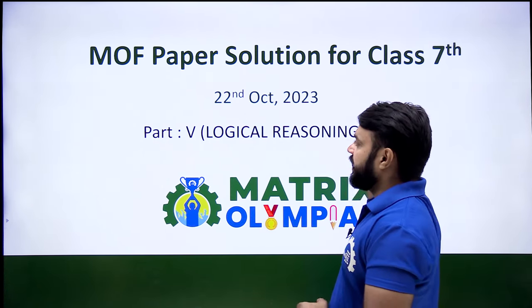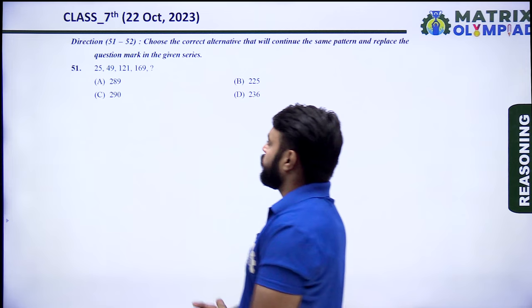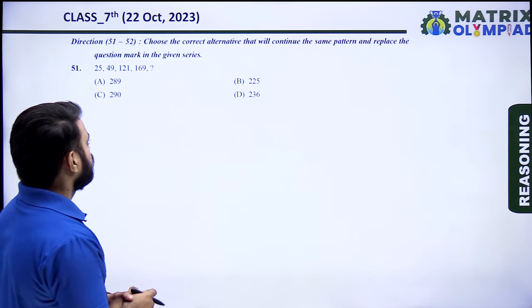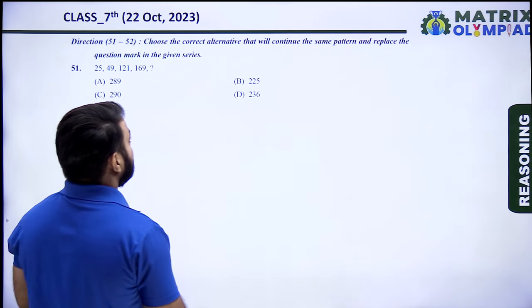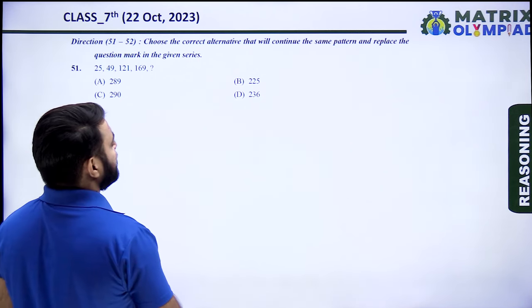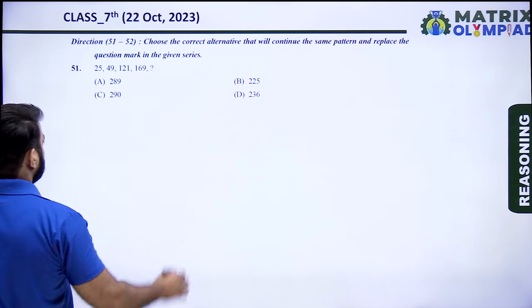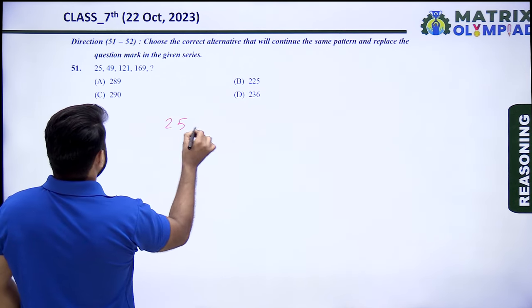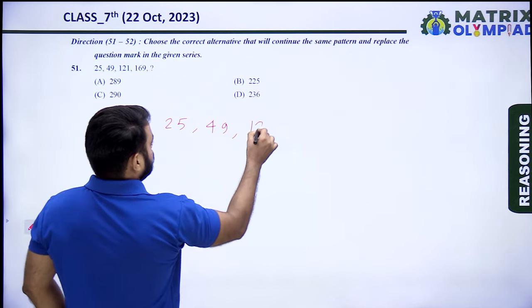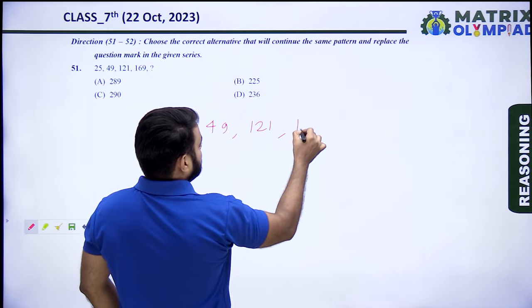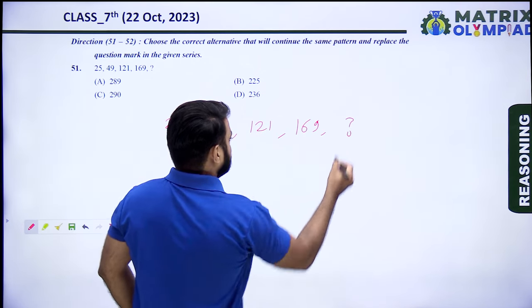So, let's get started. Question number 51 and 52. Choose the correct alternative that will continue the same pattern and replace the question mark in the given series. The series is 25, 49, 121, 169, and find the next term.